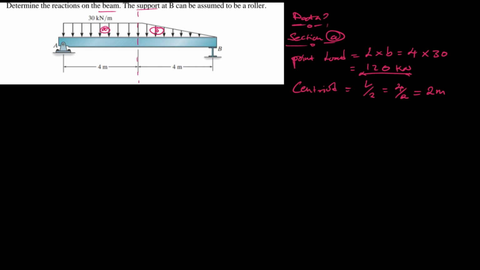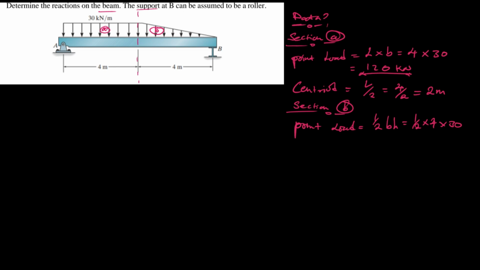Now, moving on to the other distributed load, which is triangular in this case, section B. In section B, the triangular distributed load can be converted to a point load by finding the area of a triangle, which is half base times height. So we have half, the base is 4, and the height is 30.